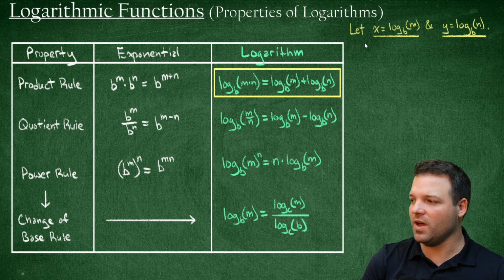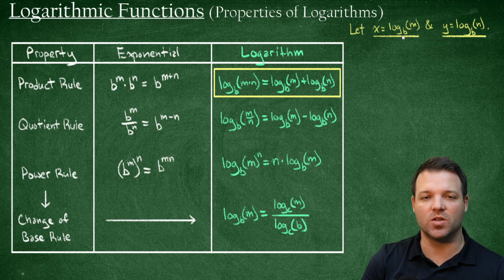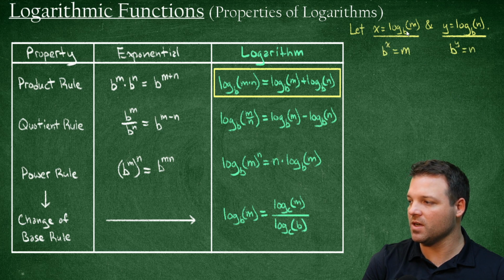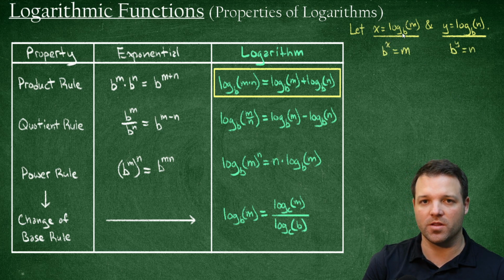So if I let x equal log base b of m and y equal log base b of n, then we're going to convert these logarithms into exponentials. If x is equal to log base b of m, then it's the same thing as saying b to the x is equal to m. And same here, right? If y is equal to log base b of n, then we convert this logarithm to an exponential equation, and that's b to the y is equal to n.